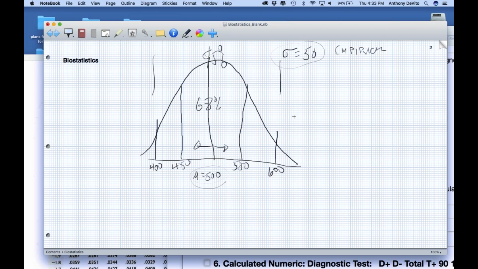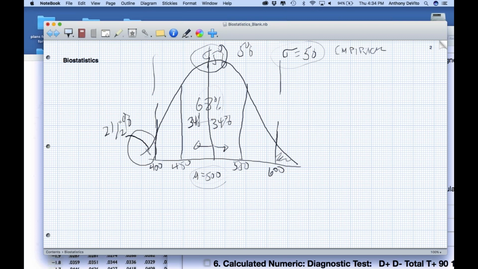Well, there's a lot of things that we can do here. For instance, between 450 and 550, that's 68% of the population, and the mean divides that in half. So I could argue that this is about 34%, and this is about 34%. So now I know between 450 and 500 is 34% of the population, right? I know, for instance, that under 400, well, how much would that be? Between 400 and 600 would be 95%. That leaves 5%, but it's got to be divided between the tail at the top and the tail at the bottom. So that makes that 2.5%, right?